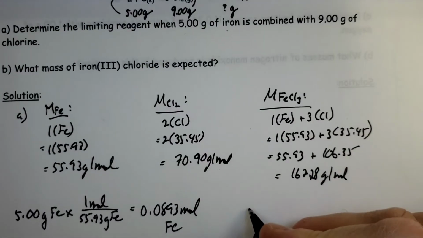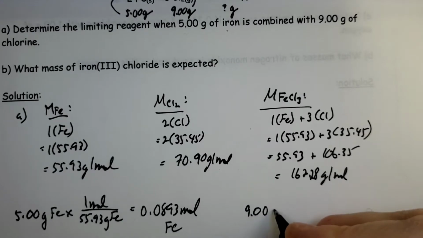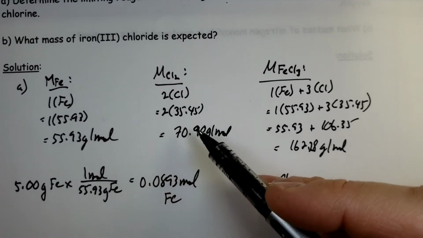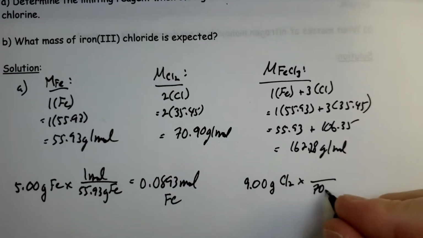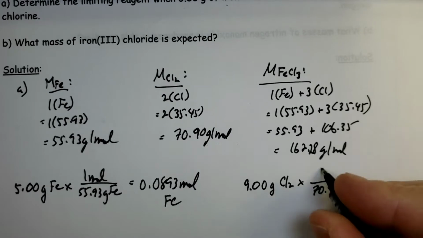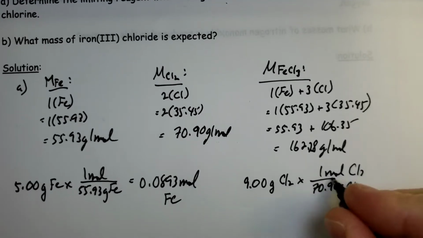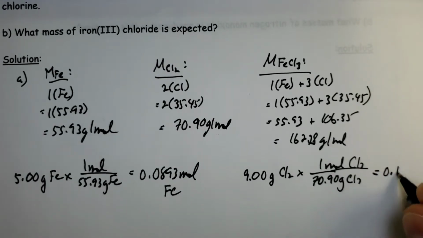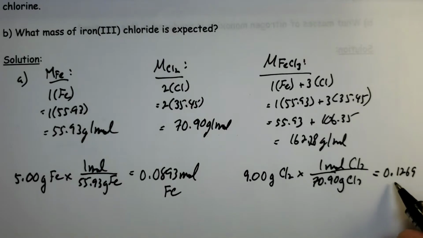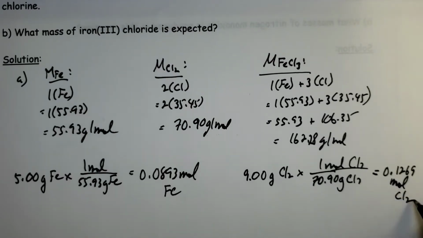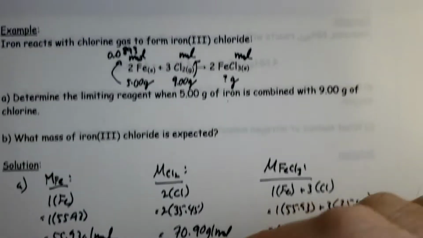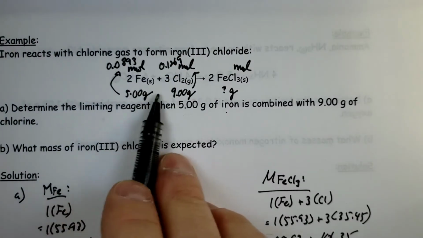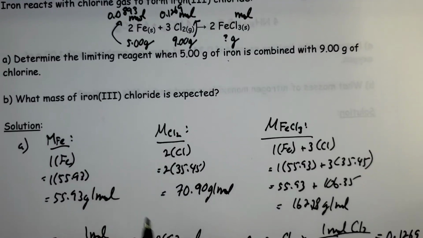9 grams of chlorine. According to the molar mass, there's 70.90 grams of chlorine in 1 mole of chlorine. So that's going to give us 0.1269 moles of chlorine. It's a 2 to 3 ratio here, so we'll have to figure out which one gets used up and which one doesn't.